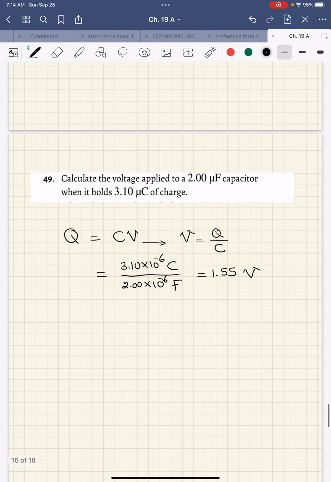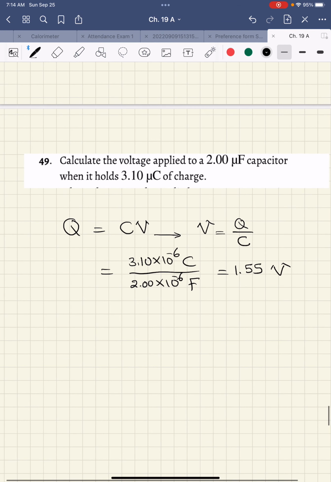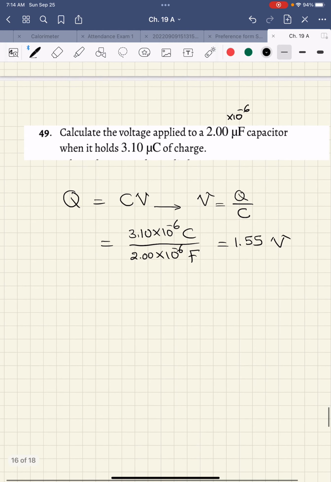Here, this is a direct application of the first equation. Calculate the voltage applied to a 2 microfarad capacitor (remember, 10 to the minus 6 farad) when it holds 3.10 microcoulombs of charge. And that one is, again, 10 to the negative 6 coulomb. Q equals C times V, and therefore the voltage is Q divided by C, and it is 1.55 volts here.